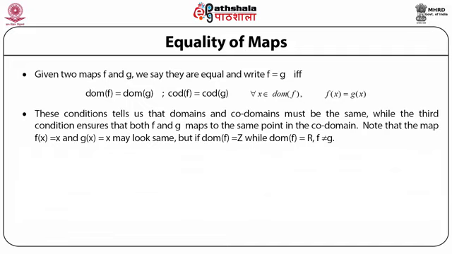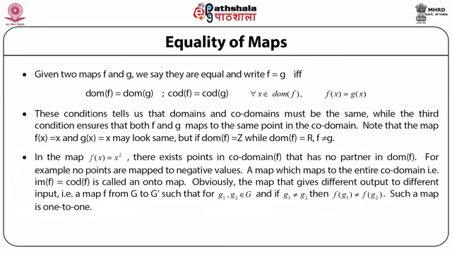Note that the maps f of x is equal to x and g of x is equal to x may look the same. But if domain of f is Z, which is a set of integers, while domain of g is capital R, which is the domain of real numbers, then obviously the map f is not equal to the map g. Consider now a map f of x is equal to x square, which means that for every element x in the group G, we assign an element x square in the group G prime.